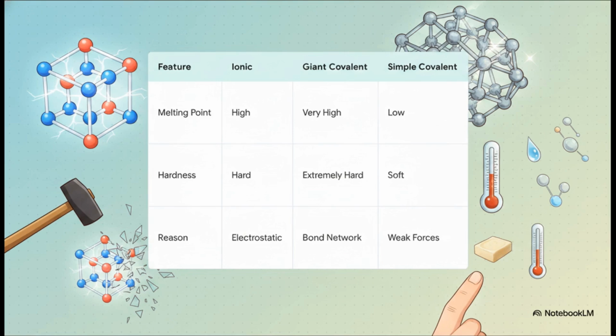And for hardness, ionic structures are hard but brittle. Giant covalent structures are extremely hard. Again, think of that diamond fortress. And simple covalent structures are generally pretty soft. So you see, the microscopic reason for the strength directly maps to the macroscopic physical stuff you'd measure in a lab.